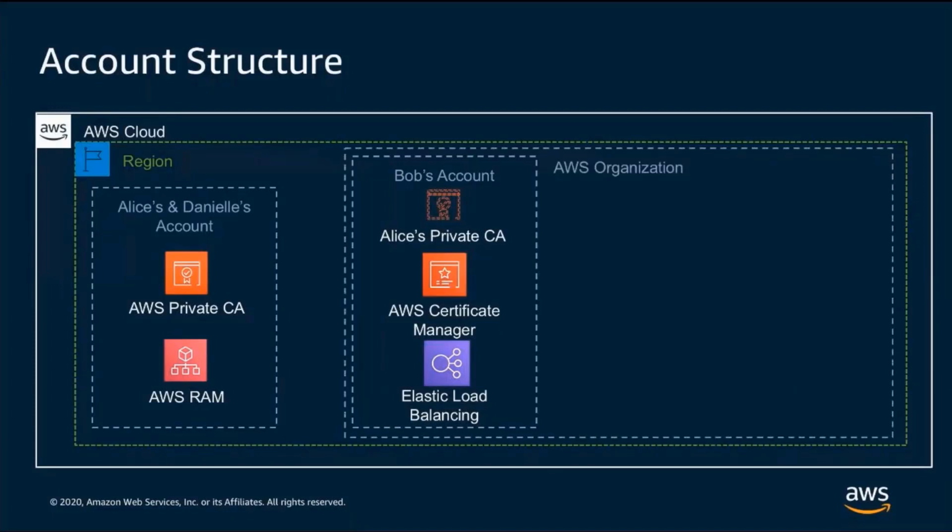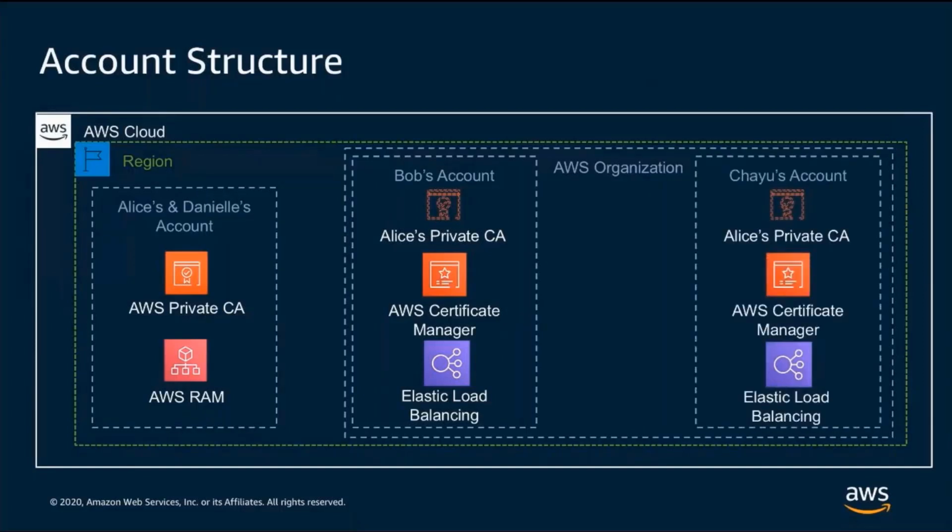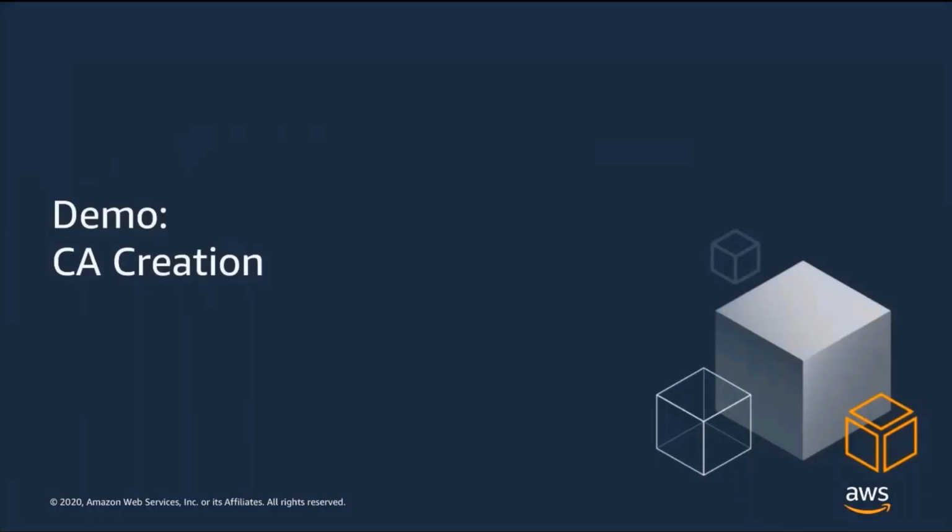As another option, you can have an AWS organization, which defines a group of accounts so that as opposed to just sharing with Bob, Alice could have shared the CA with the entire organization, which would include both Bob and Shayu. Now that you've seen the structure of the sharing we're going to do and you understand the components that make it up, let's go into a demo of creating a CA.